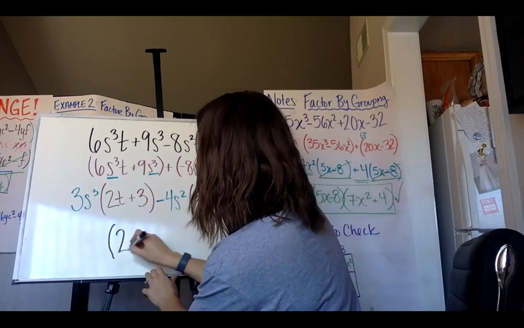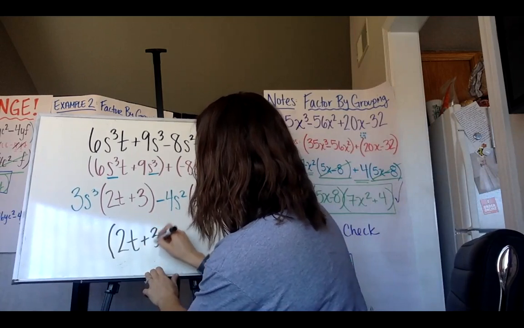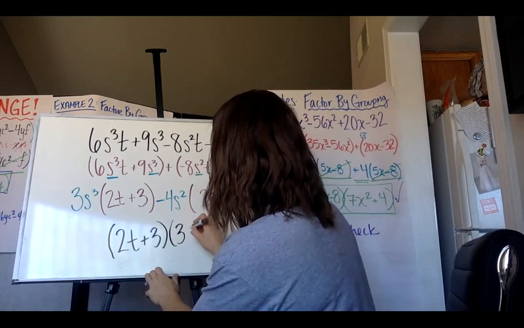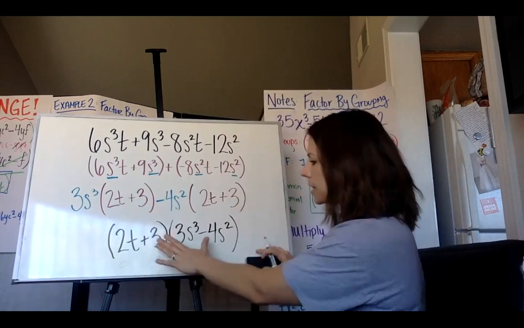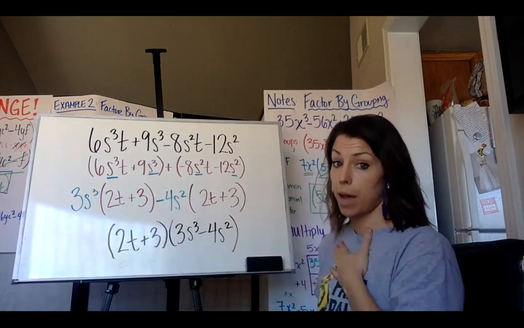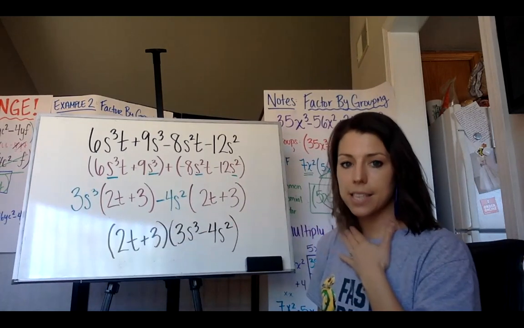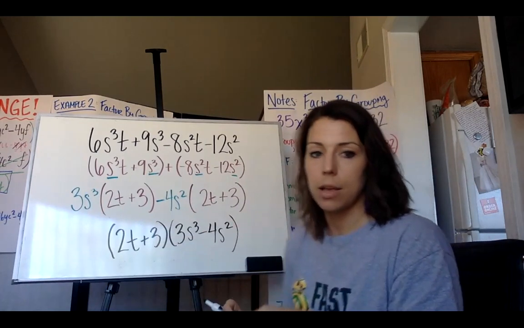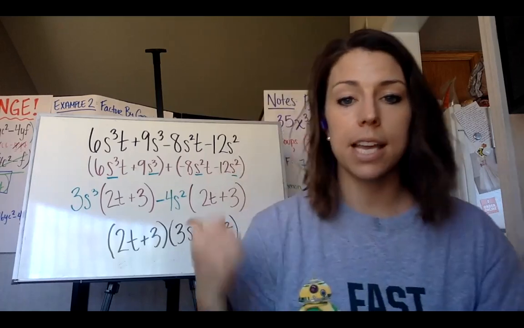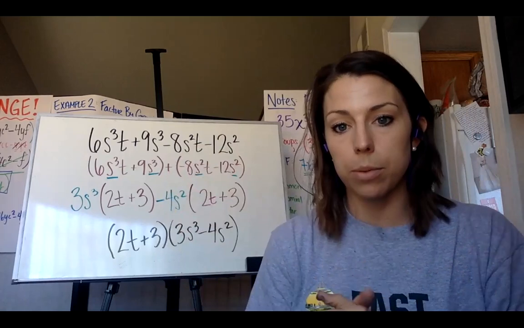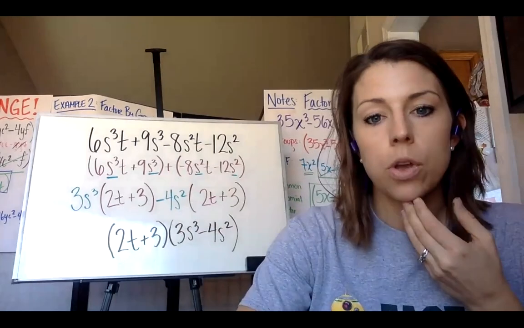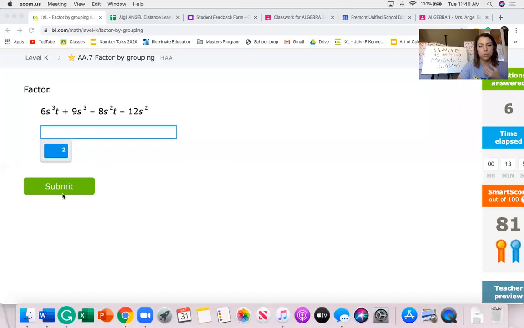Here we go, final step: 2t plus 3 and 3s cubed minus 4s squared. Now, this is a correct answer for my book right now, but IXL is going to say that it's wrong. Let me show you why. I'm going to take this and plug it into IXL, which is why I'm tailoring my expectations for what you're able to do. But I'll show you afterwards why IXL is going to say that this is wrong.